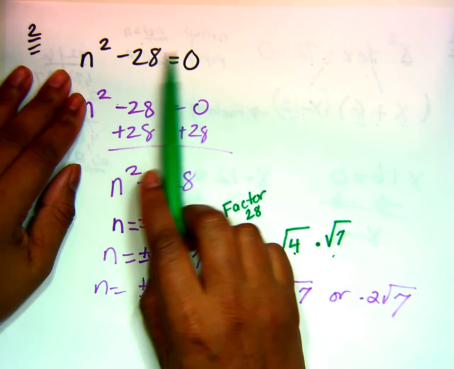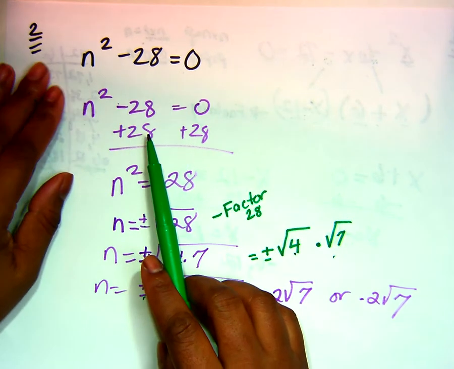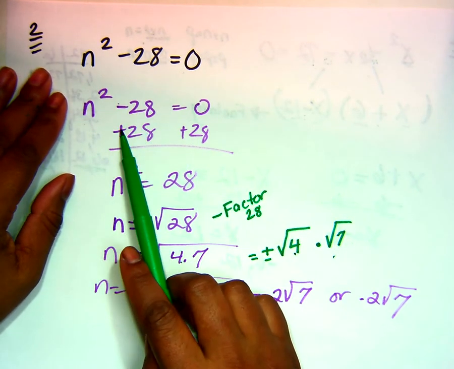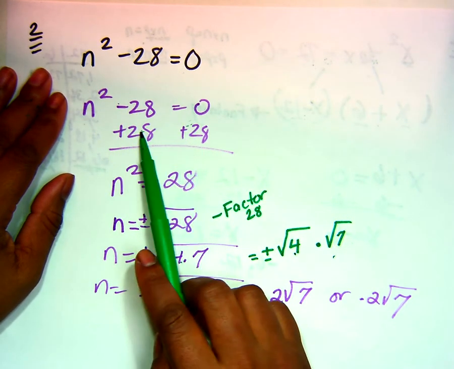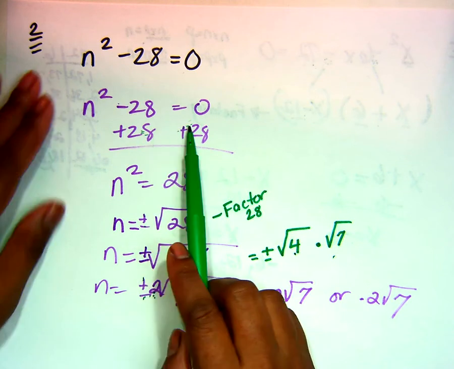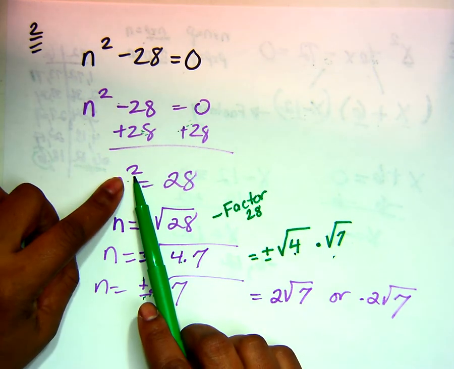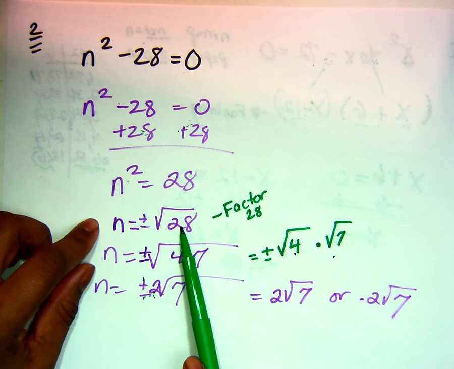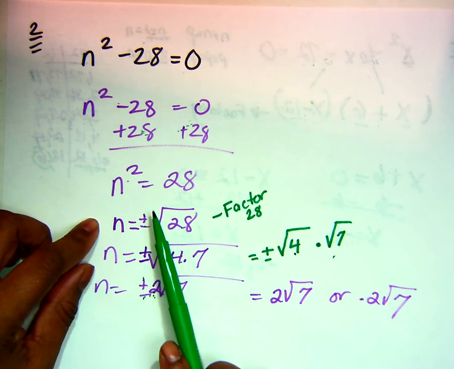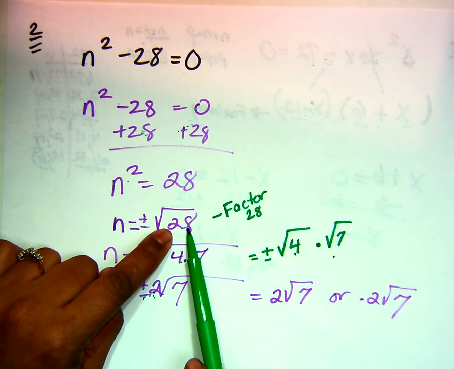So the first thing I did was rewrite it, and after I had rewritten it, I'm going to add 28 to both sides, because I'm trying to cancel it out. Now I'm left with n squared. To cancel out anything squared, we're going to take the square root. And remember, square roots are going to be both positive and negative. Well, this is not a perfect square, meaning that I don't get just one number.